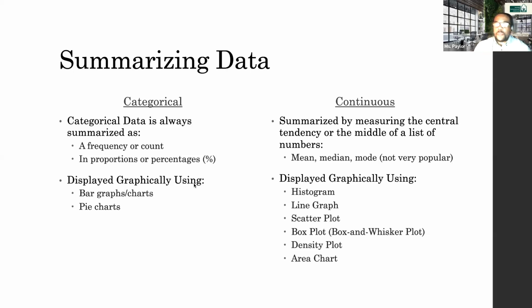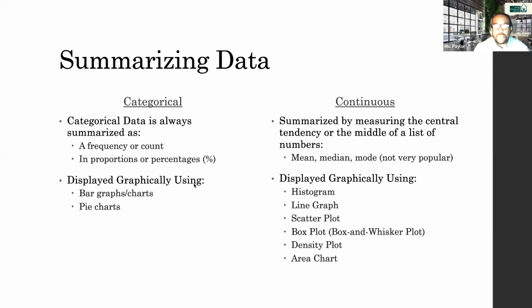Now, continuous data, that's summarized by looking at the central tendency, which is a fancy way of saying we're looking at the mean, median, or the mode. The mode, if you remember, is the number that shows up the most often. You don't see that too many times in scientific research, but it's just another way that you can express or summarize your continuous data.